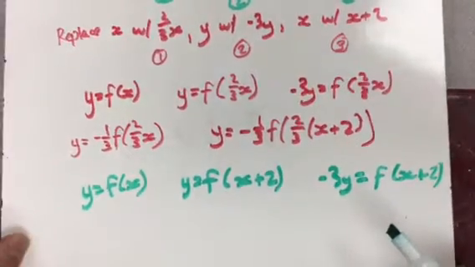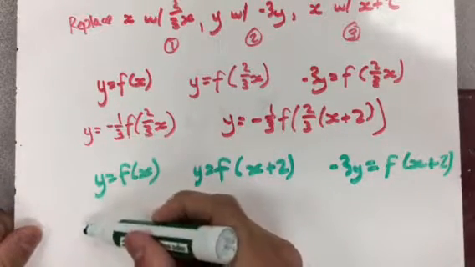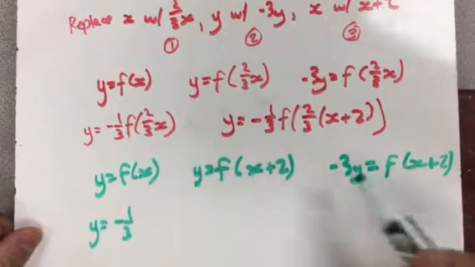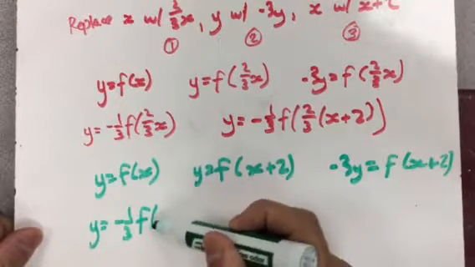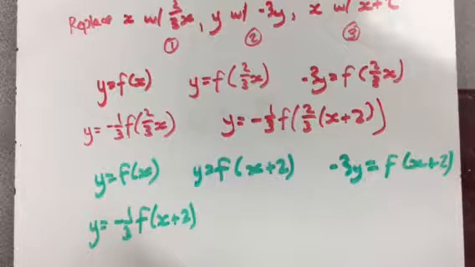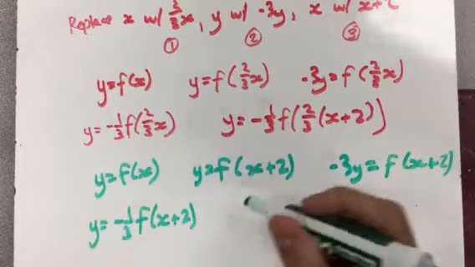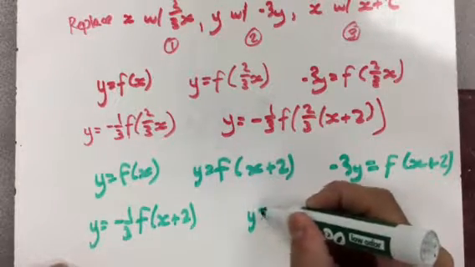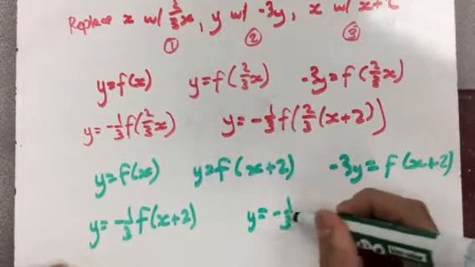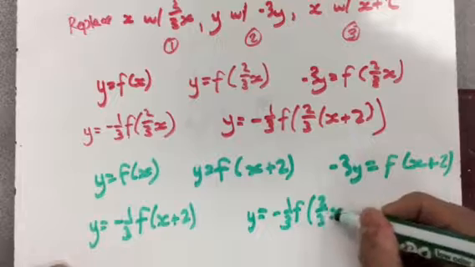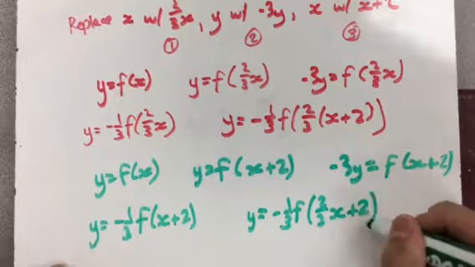If I carry it on down here, I have y is equal to negative 1/3, by balancing out my equation, bringing that negative 3 to the other side, f of x plus 2. And then the last one I need to perform, I have to replace my x with 2/3 x. So I'll have y is equal to negative 1/3 f of 2/3 x plus 2.